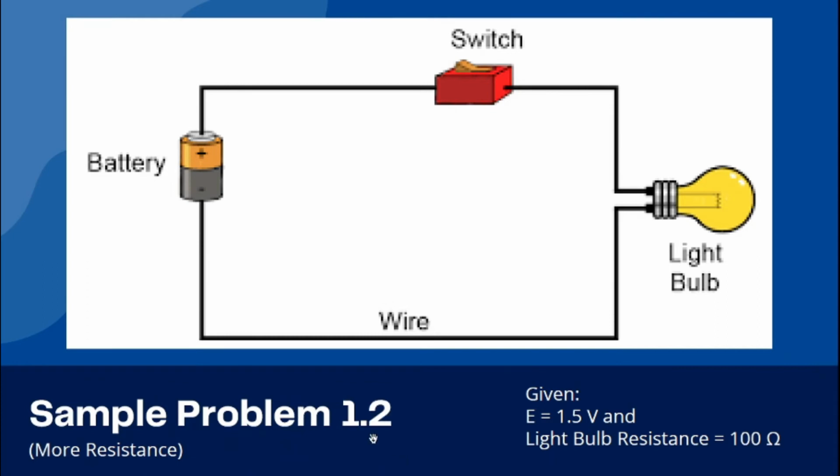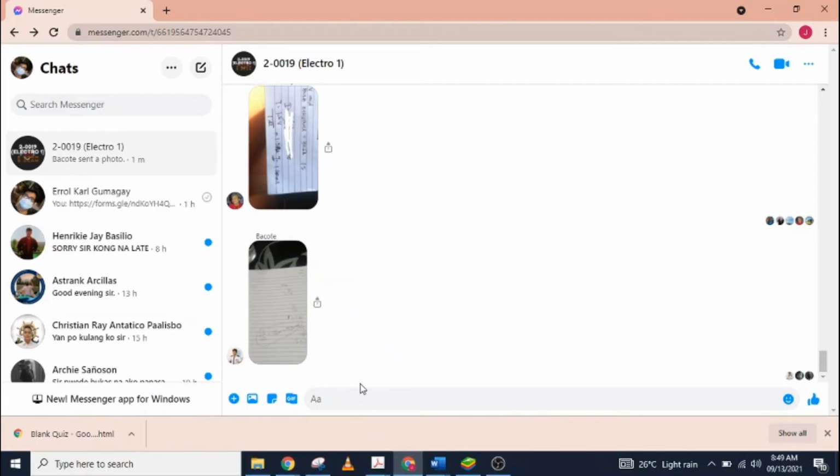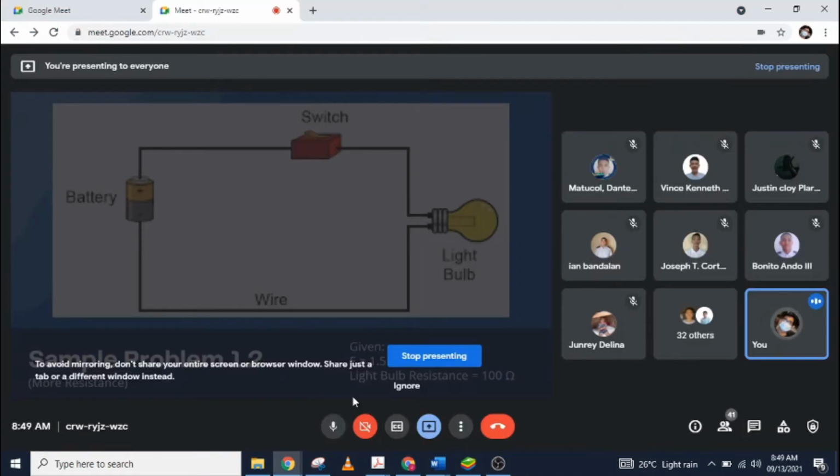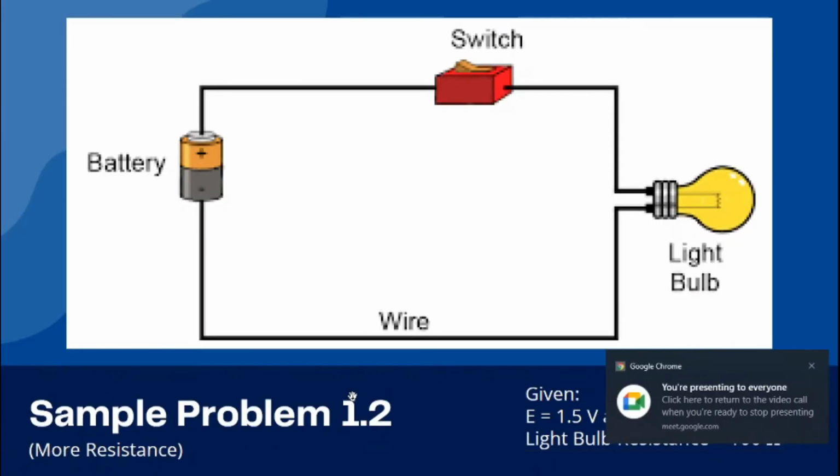Now itong 1.2 class, we will no longer solve this. Skip natin. But I'll still give this to our GC. Send ko lang sa GC. Then mamaya, kayo na lang mag-calculate. Try to calculate and then you observe anong nangyari. When we increase the resistance, what happens to the current? I'm sure you already have an idea. So let's proceed to the next one.